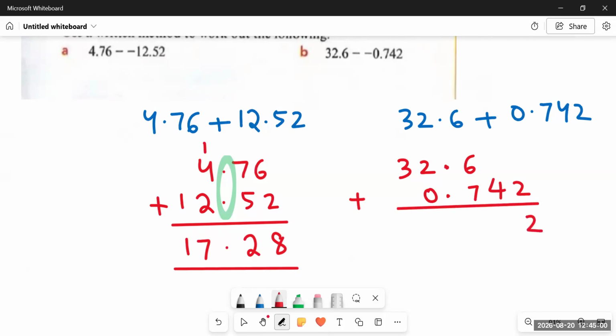Now we'll break down 2. Here comes 4. 6 plus 7 is 13. Put down decimal here. 2 plus 1 is 3. And here comes 3. So the answer will be 33.342. That's all.